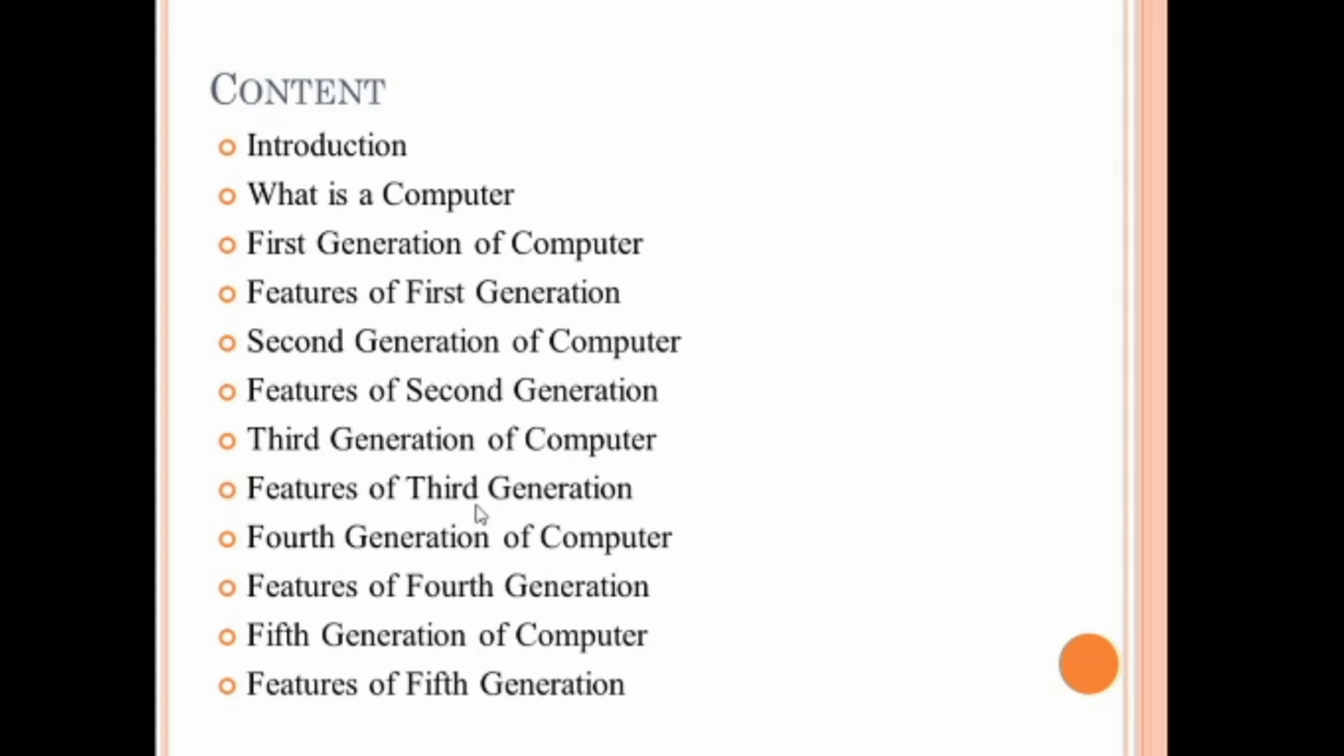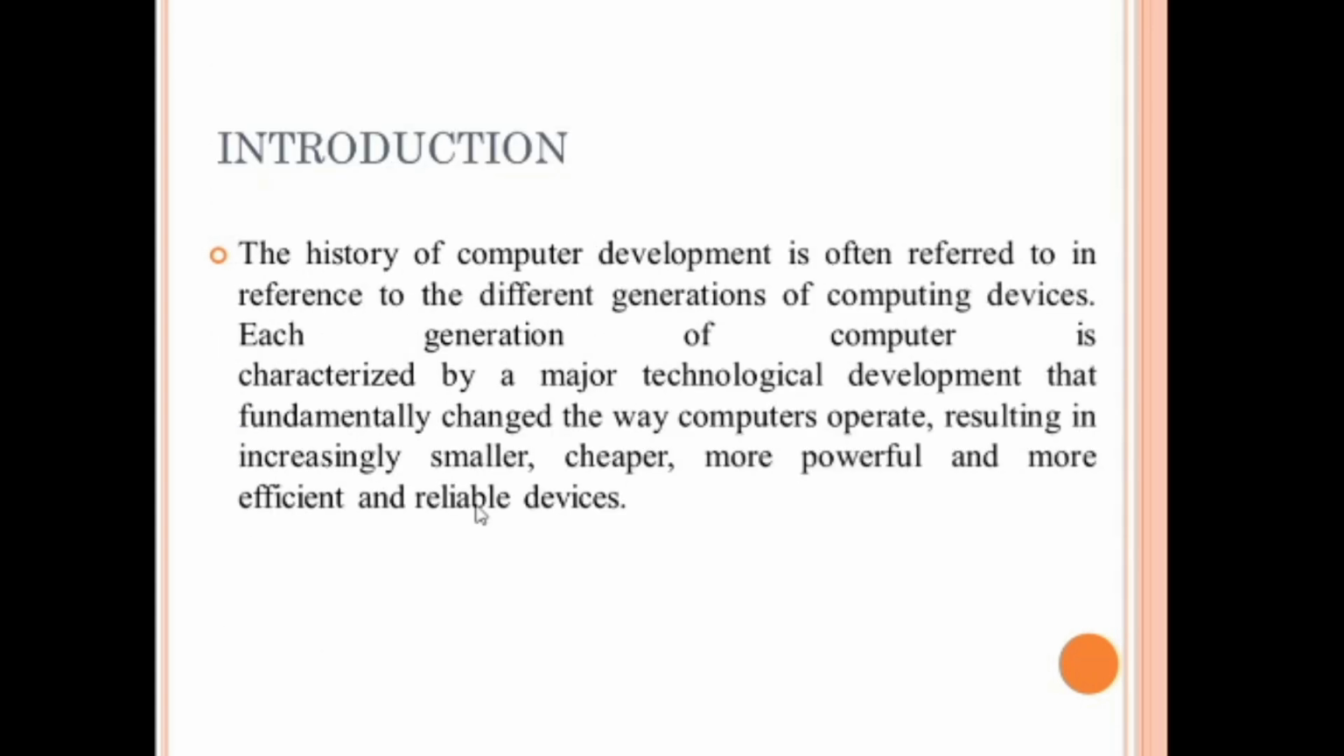Introduction. What is a computer? First generation of computer, features of first generation. Second generation of computer, features of second generation. Third generation of computer, features of third generation. Fourth generation of computer, features of fourth generation. Fifth generation of computer and features of fifth generation computer.